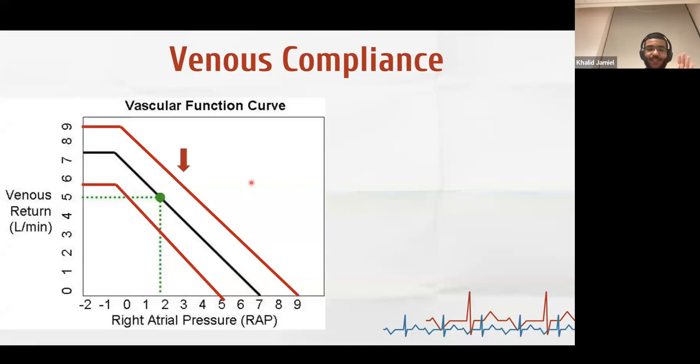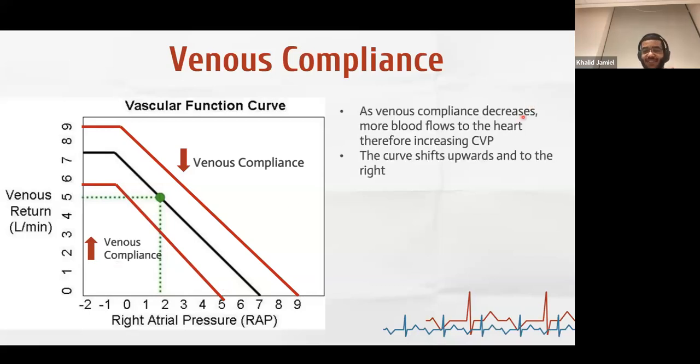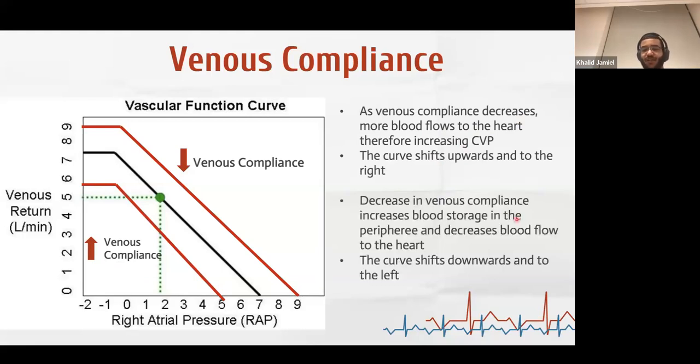Perfect explanation. Okay, so a decrease in venous compliance means that we have less ability to store blood in the peripheral veins, which means more blood is going to come back to the heart, therefore increasing central venous pressure and increasing venous return, and therefore again the curve will shift upwards and to the right. And this graph will be for increased venous compliance. So as venous compliance decreases, once again, more blood flows to the heart, therefore increasing central venous pressure. The curve shifts upwards and to the right. The increase in venous compliance increases blood storage in the periphery, and decreases blood flow to the heart, and the curve shifts downwards and to the left.